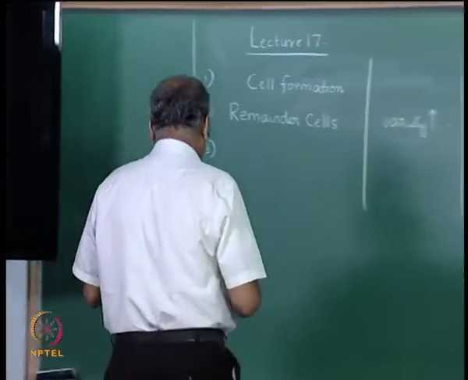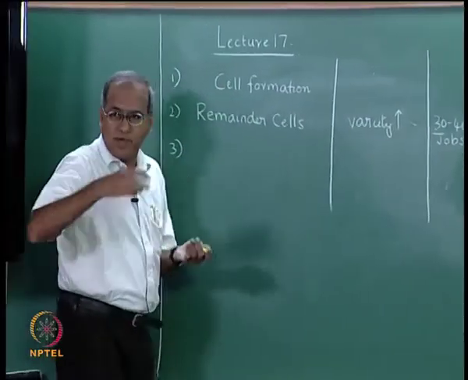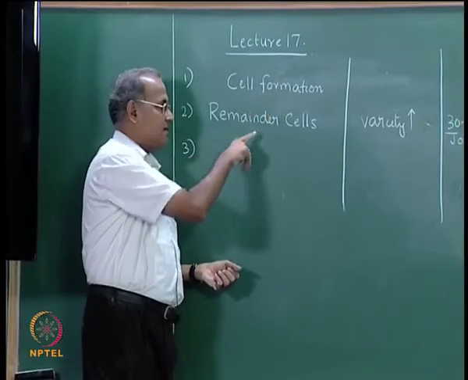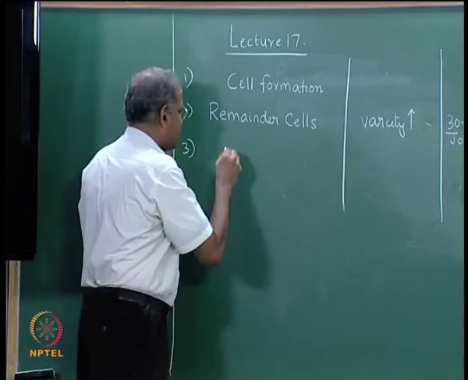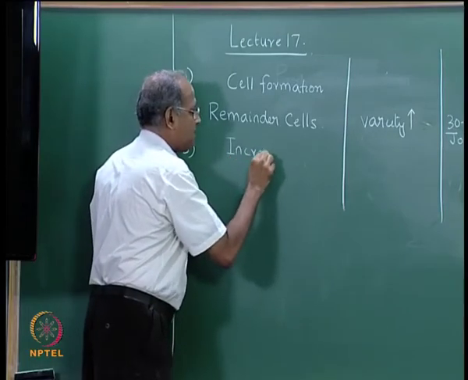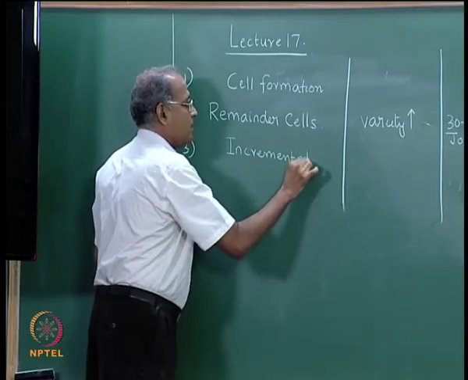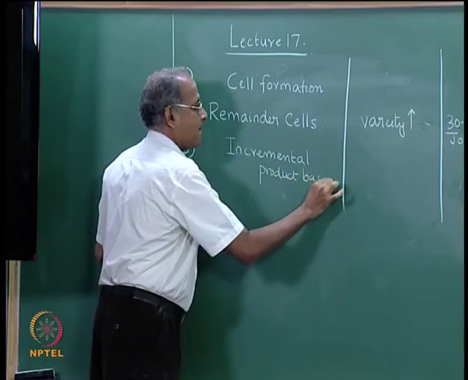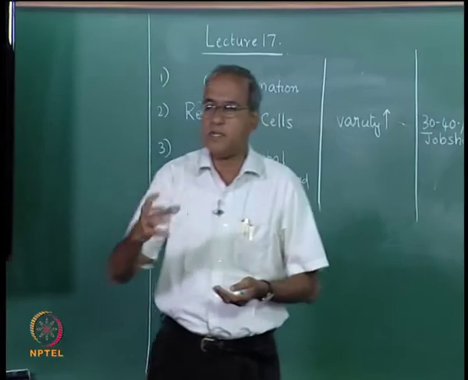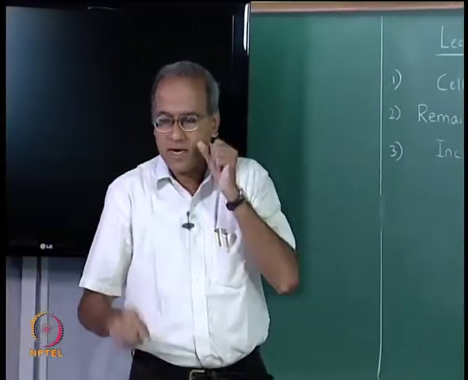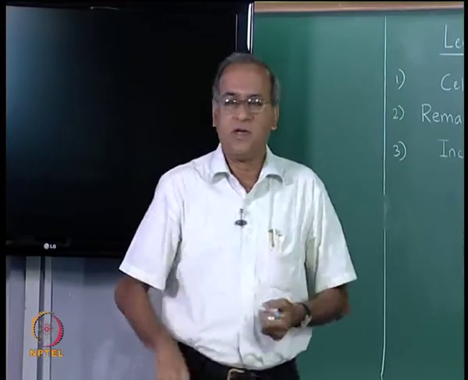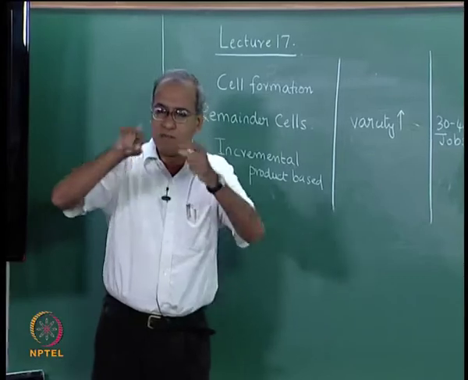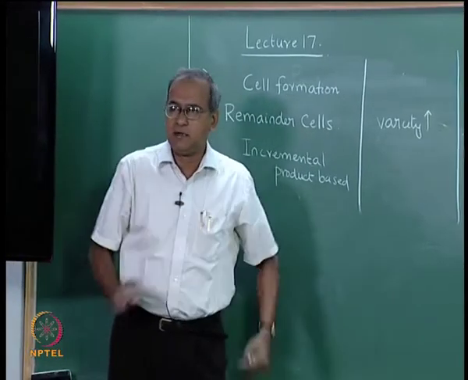So that is the idea of the remainder cell. But just to complete this, one is cell formation, where all machines are put into cells, one is remainder cell formation, and the third we call incremental cell formation, or product based cell formation. So here the cells are formed based on products themselves. A complete product is made within a cell, whereas here we talk of machines and parts, here we talk of parts belonging to a product and machines.